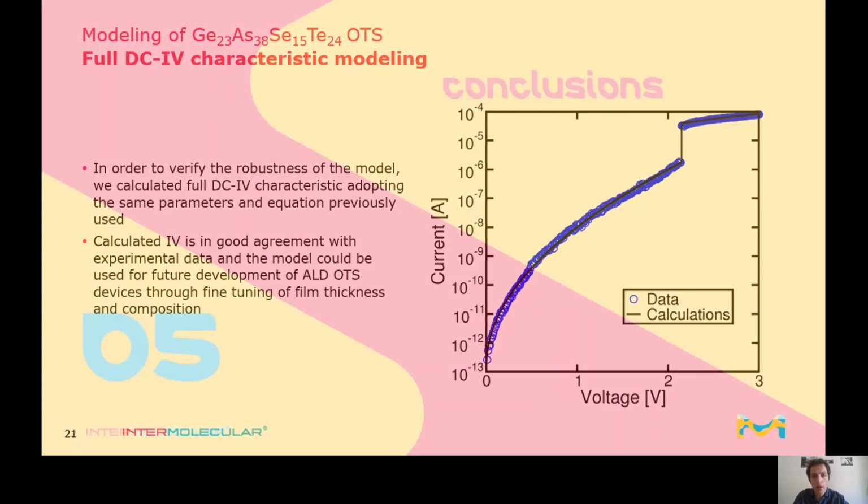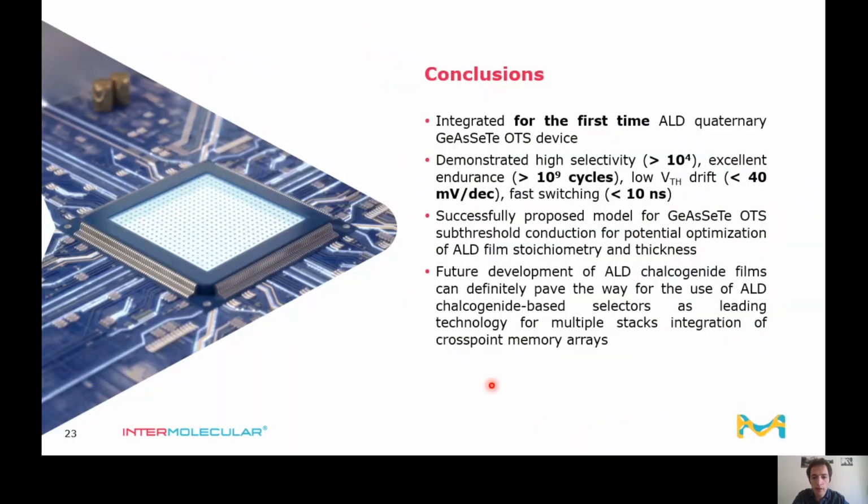Going over the conclusion, we can say that we integrated for the first time an ALD quaternary OTS with germanium, arsenic, selenium, tellurium, and we demonstrated high selectivity, excellent endurance, low threshold drift, and very fast switching. We successfully proposed a model for germanium, arsenic, selenium, tellurium OTS subthreshold conduction. This paved the way for the future development of ALD chalcogenide films for selector use in 3D crosspoint memory arrays.